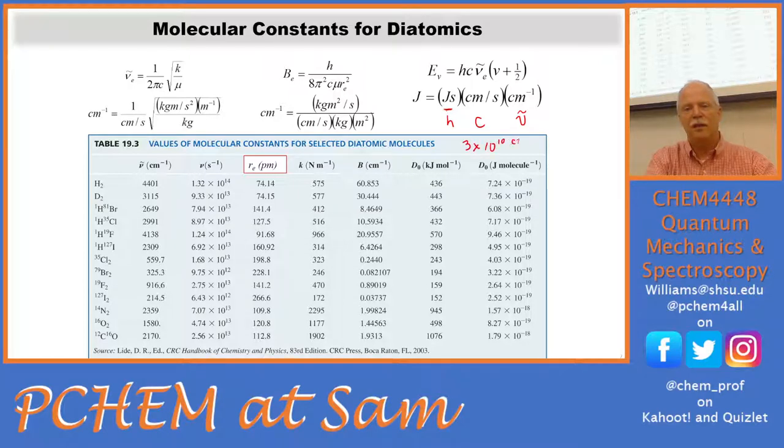3 × 10⁻ centimeters per second. It's two orders of magnitude higher because the unit is two orders of magnitude smaller. So light's pretty fast. Over here we have the vibrational frequency and this force constant here. It's in newtons per meter. So this is a newton, this is a per meter, and that's a mass on the bottom in kilograms. So here's all of our units.